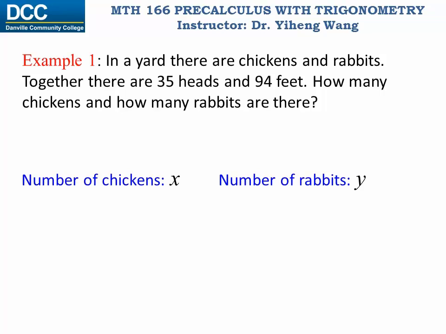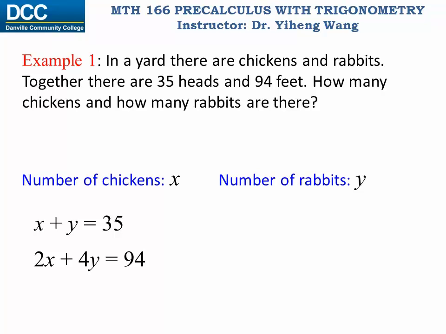Since together there are 35 heads, that means that the total number of chickens and rabbits must be 35. Therefore, we can write our first equation that x plus y equals 35. Also, since each chicken has 2 feet and each rabbit has 4 feet, and the total number of feet is 94, we can write the second equation that 2 times x plus 4 times y equals 94.